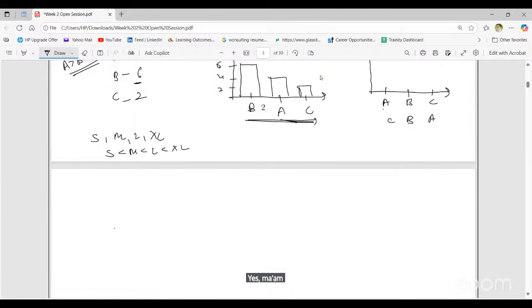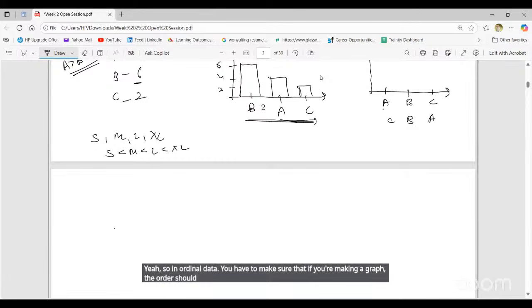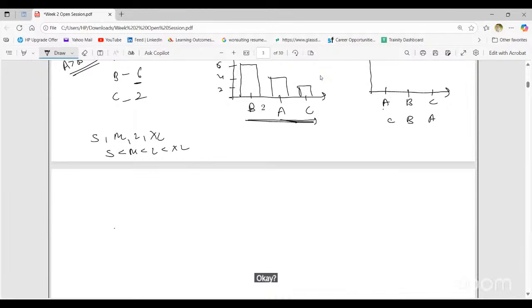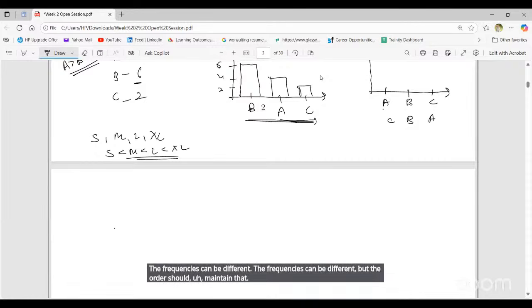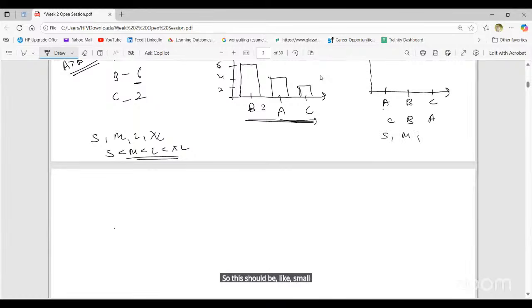Yes, ma'am. So in ordinal data, you have to make sure that if you're making a graph, the order should matter there. The frequencies do not matter. The frequencies can be different, but the order should be maintained there. So this should be like small, medium, and large, or large, medium, and small, like that. Fine?